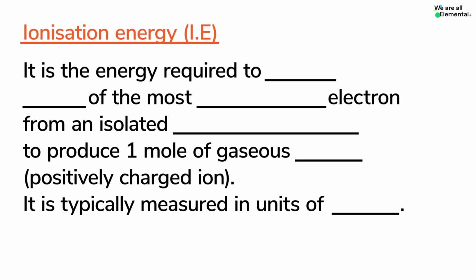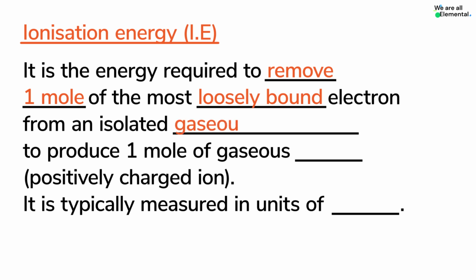Ionization energy is the energy required to remove 1 mole of the most loosely bound electron from an isolated gaseous atom or ion to produce 1 mole of gaseous cation, that is, positively charged ion. It is typically measured in units of kilojoules per mole.